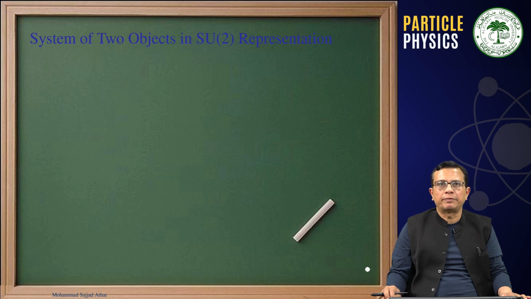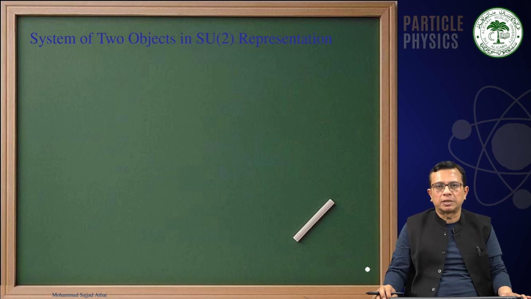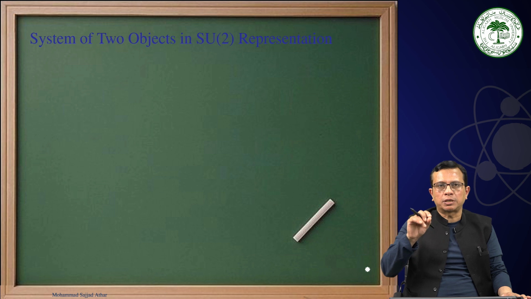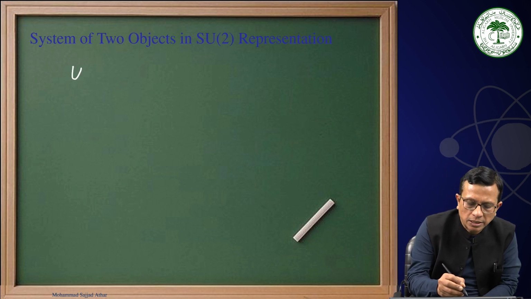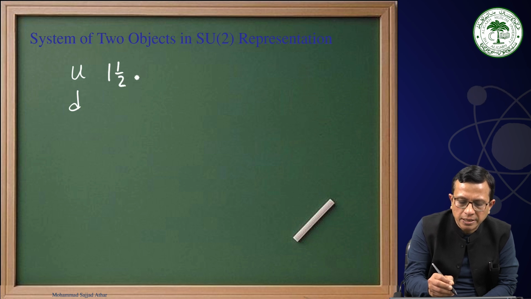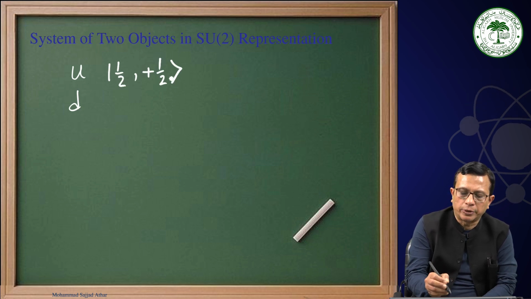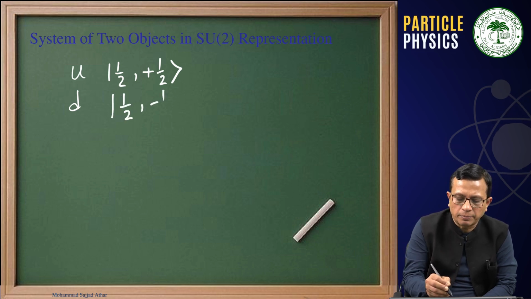In the last lecture we were discussing the SU(2) representation of quarks, and then we talked about two objects in SU(2) representation. Those objects were the U and D quarks. Just to recall what we did last time, we had two objects, U and D. They have been assigned isotopic spin half, and the third component of isotopic spin as plus half for U, while for D it is minus half.